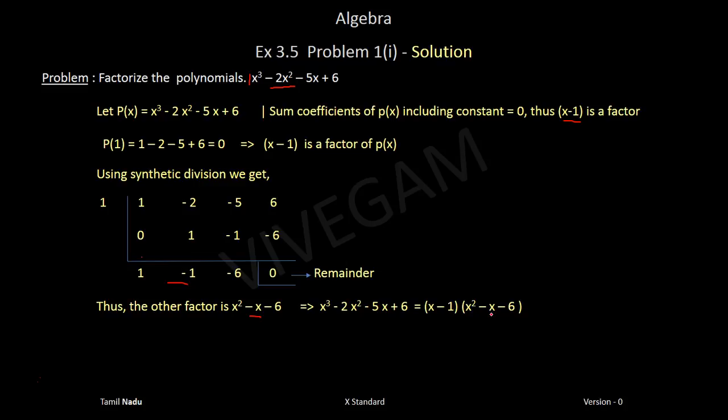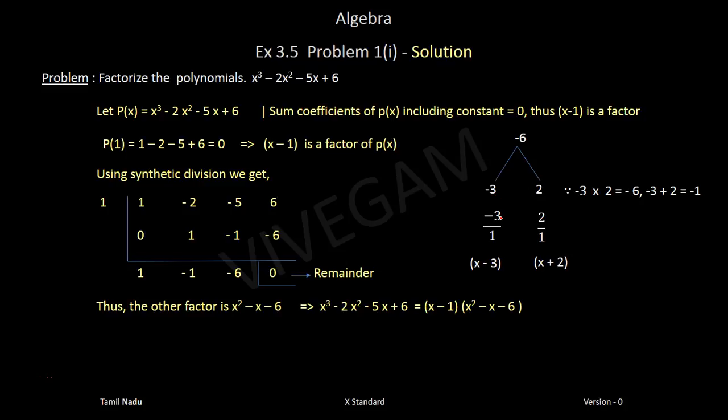How to factorize this? This is a simple, straightforward method. This is x squared minus x minus 6. The coefficient of x squared is 1. 1 into the constant is minus 6. So this minus 6 must be factorized in such a way that when they add or subtract, you get the coefficient of x. So minus 6 can be factorized as minus 3 into 2, right? Minus 3 into 2 is minus 6, and minus 3 plus 2 is minus 1, which is the coefficient of x. Okay, so minus 3 and 2 are the factors.